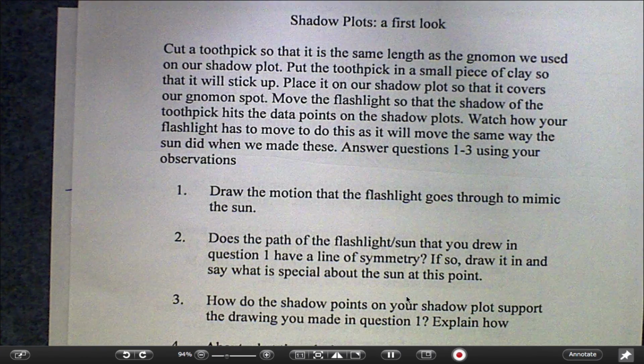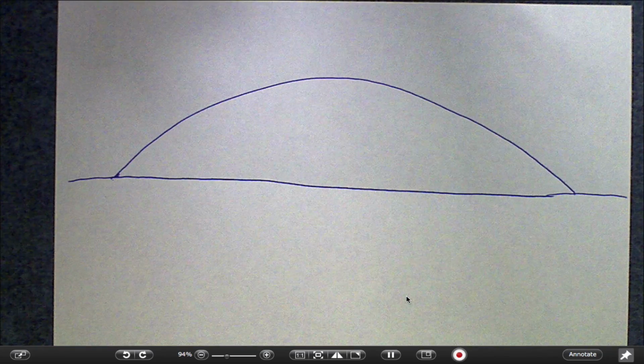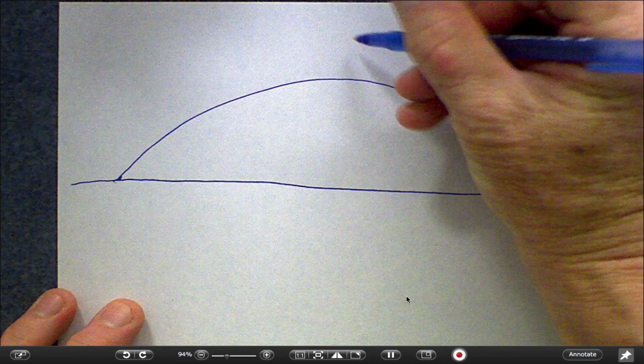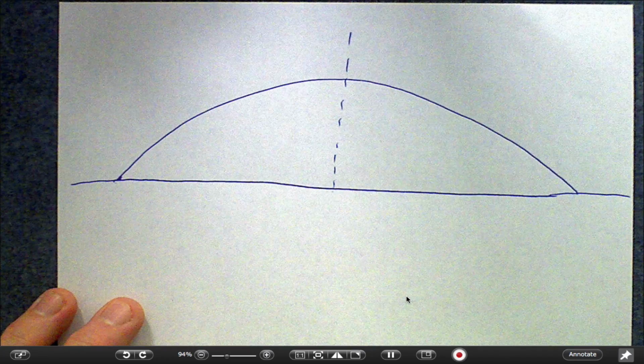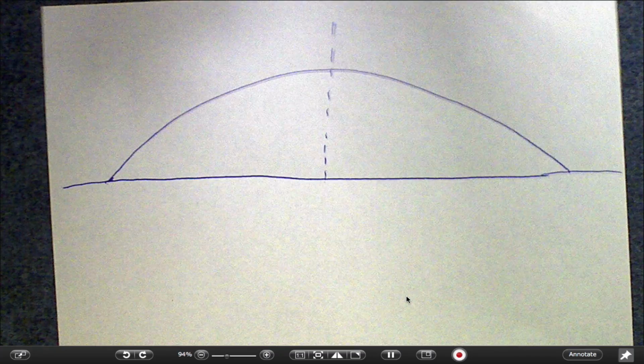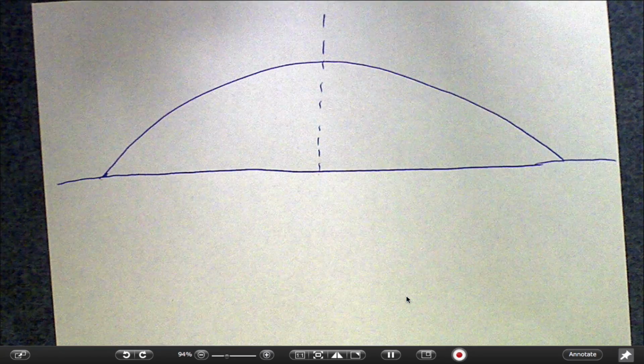And then the second question was, does the path of the sun that you just drew have a line of symmetry? And if so, draw it in. And what's special about the sun at this point? Well, it has a line of symmetry basically right at the highest point that goes right down the middle of it. I, of course, couldn't draw it absolutely perfectly freehand, but it does have a line of symmetry. This half can just fold right over on that half.